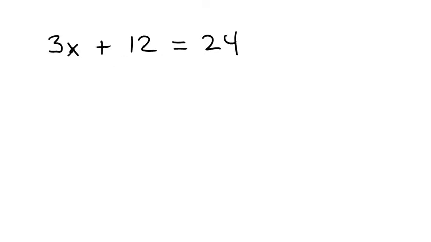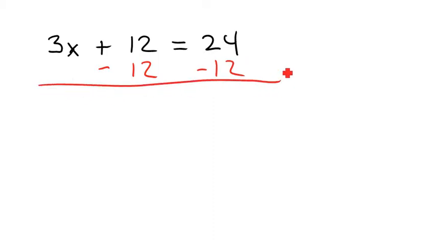Okay, so our first step is to go ahead and get rid of the constant right here. So I'll subtract 12 from both sides. Okay, so that's gone. You have 3x left on the left side, and on the right side, 24 minus 12, well, that is 12.